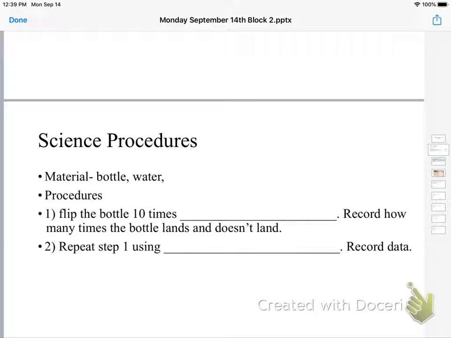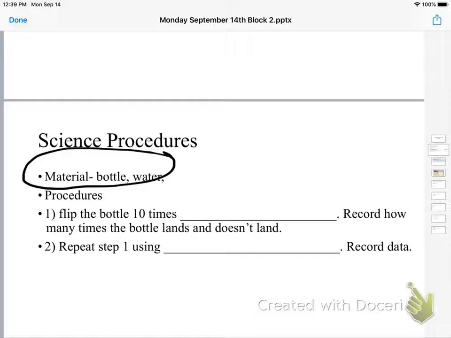Okay, so if you missed class today, we continued on with our science investigation with our bottle flipping. So today, what you needed to write down were your materials. All right, everyone needs a bottle and water, but you may need, depending on what you decided as your independent variable, let's say that you decided on different surfaces.